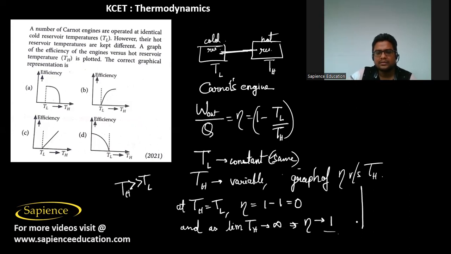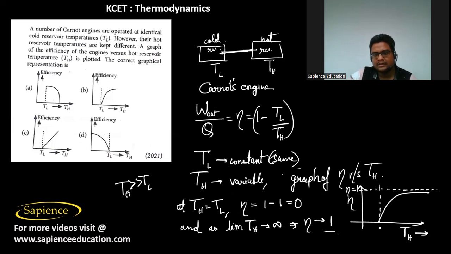So it means the graph will be somewhat like this. The efficiency eta versus TH, the graph will start from here, and it will be like this. So as TH tends to infinity, the efficiency value will be 1, and at TH equals TL, the efficiency will be 0. So the graph will be like this. So it means option B is the correct answer.